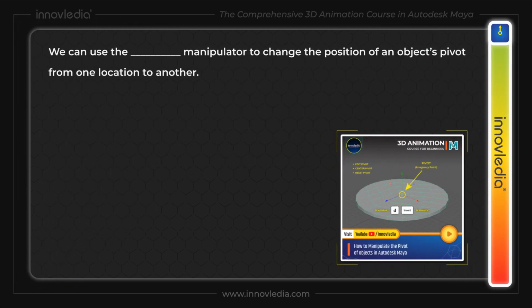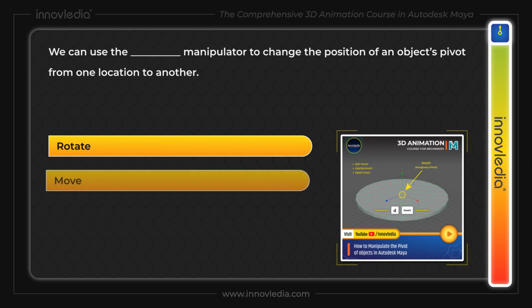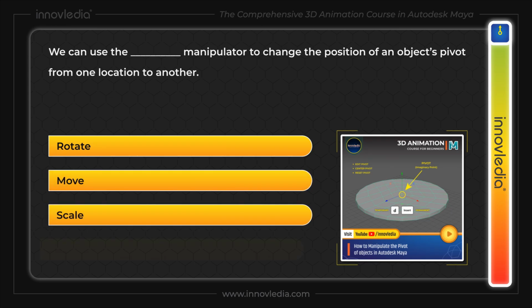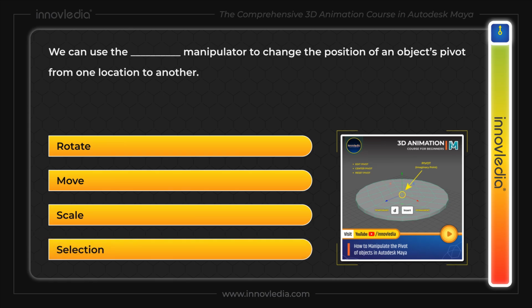We can use the dash manipulator to change the position of an object's pivot from one location to another. The options are rotate, move, scale, selection. Your time starts now. And the correct answer is move.